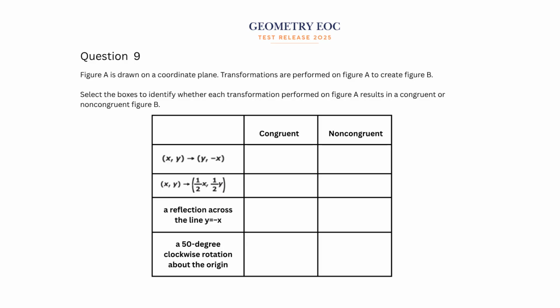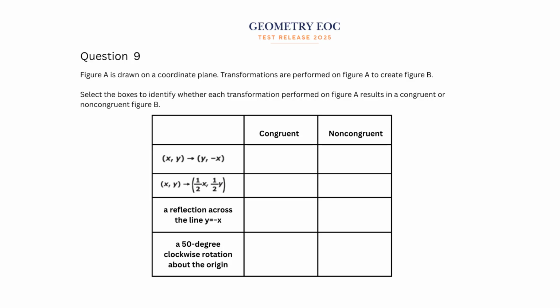Let's read question 9. Figure A is drawn on a coordinate plane. Transformations are performed on figure A to create figure B. Select the boxes to identify whether each transformation performed on figure A results in a congruent or non-congruent figure B. The point (x, y) transforms to (y, -x). The point (x, y) transforms to (1/2 x, 1/2 y). A reflection across the line y = -x. A 50-degree clockwise rotation about the origin.